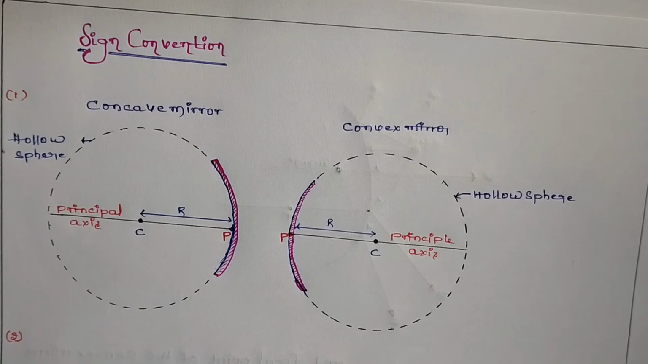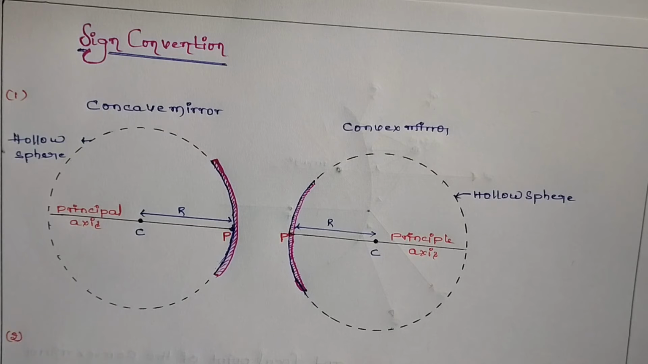Today I would like to explain the importance of sign convention. Generally, sign convention is the convention which shows from which direction to measure the distances and understand the positions of the object and image.